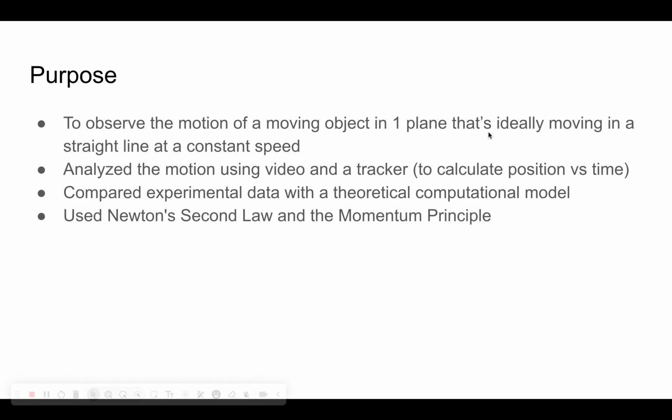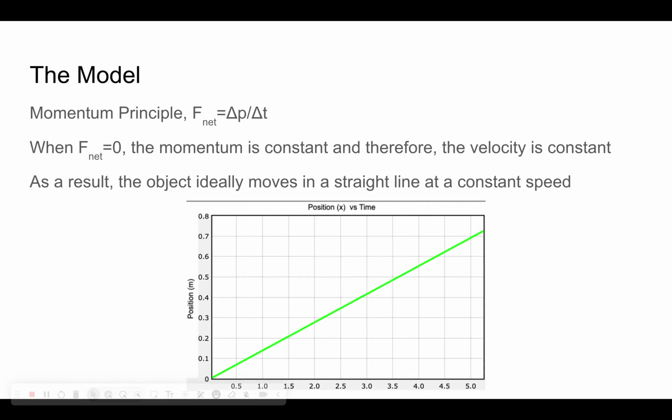The purpose of this lab was to observe an object moving at a constant speed in a straight line, analyze its motion using a tracker app that we use in class, and then compare that data with a computational model that we created in GlowScript based on Newton's second law, also known as the momentum principle.